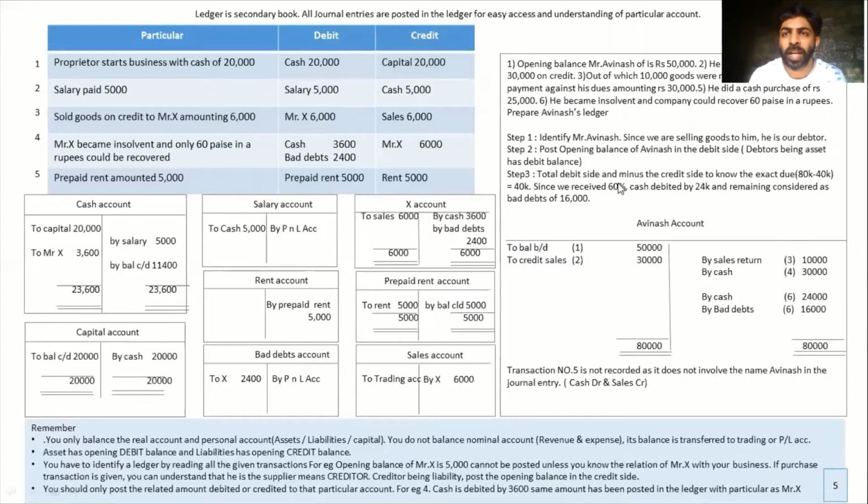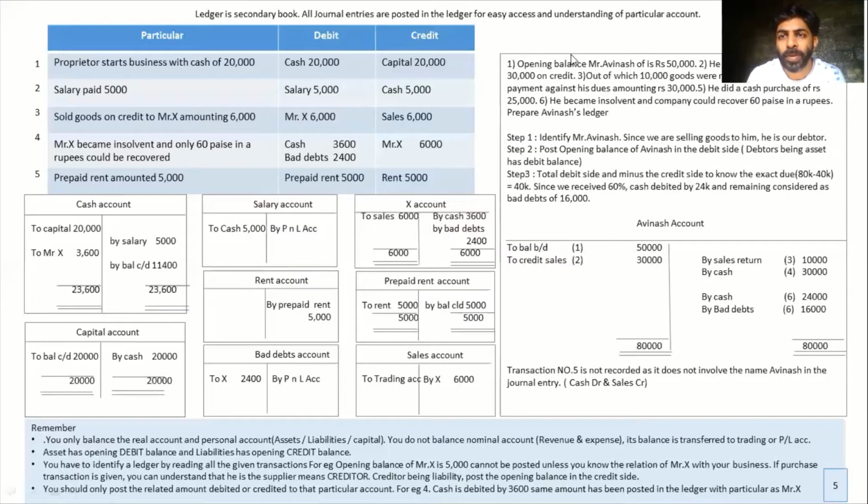Now let's look into the right hand side. What is the example given here? Now this is a very typical sum which comes in your exams. Opening balance of Avinash is 50,000. Now, seeing the opening balance, are you able to make out whether it is debit or credit? You can't. Why? Because you don't know who Avinash is for you, isn't it?